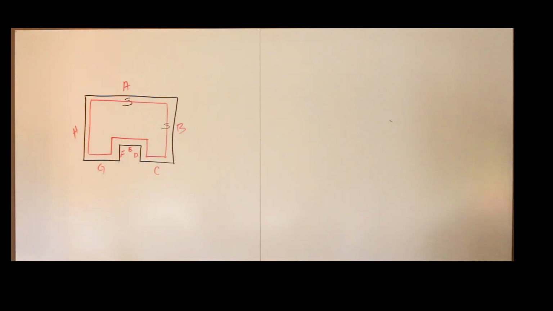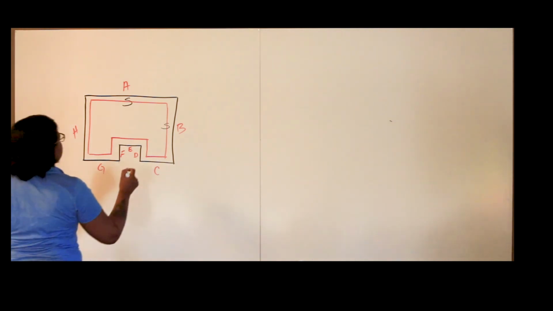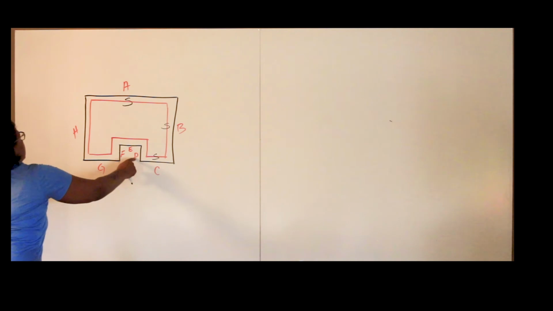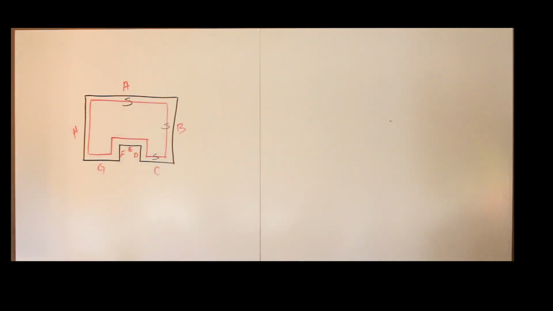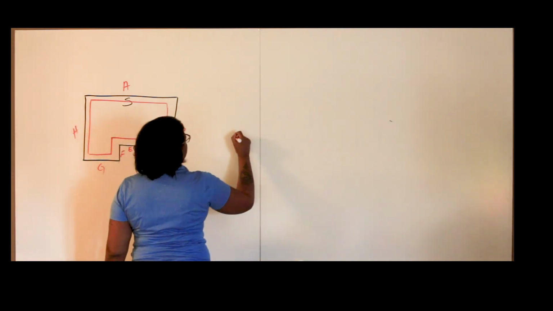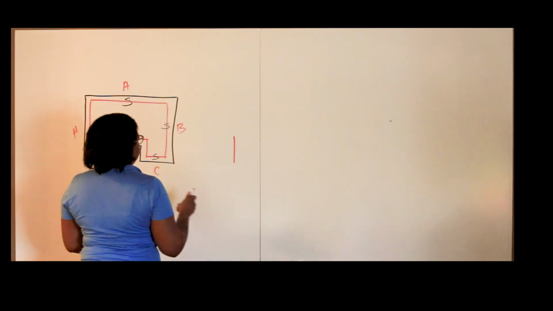Side C, interior wall. Is it smaller, longer, or equal to C exterior? The interior wall is smaller than the exterior wall C. What about D? Is that interior wall smaller, longer, or equal to the exterior wall?